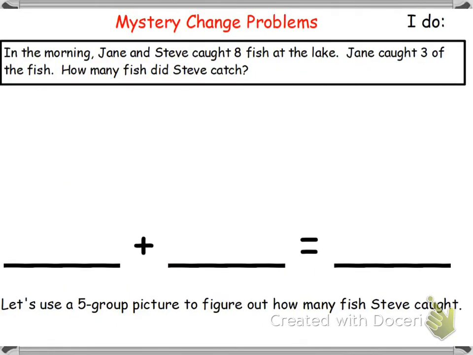Now we can move on to our next one. It says, in the morning, Steve caught 8 fish at the lake. Jane caught 3 of the fish. How many fish did Steve catch?